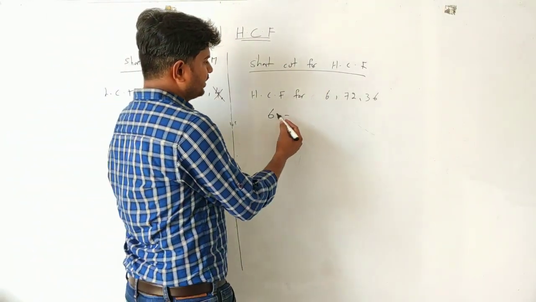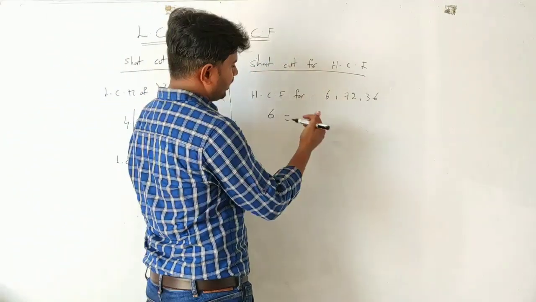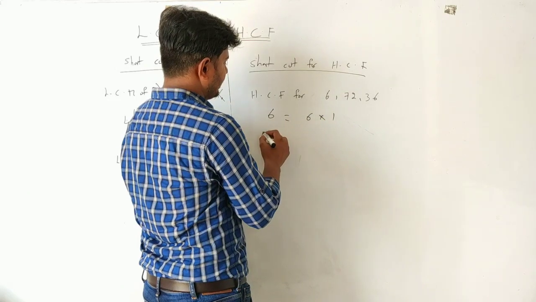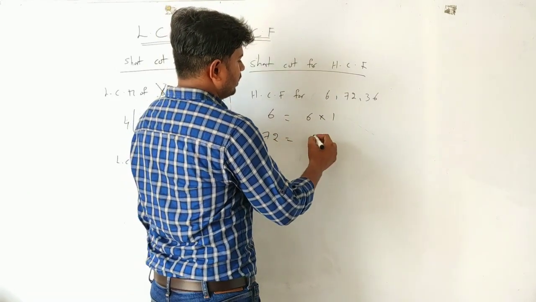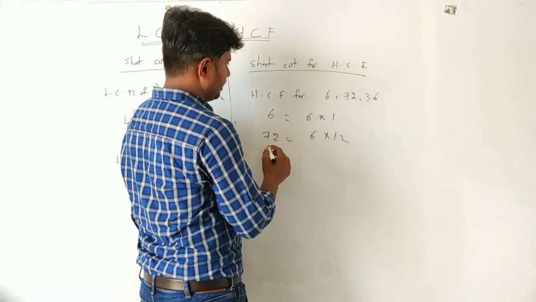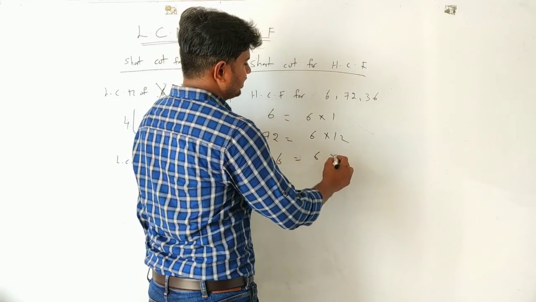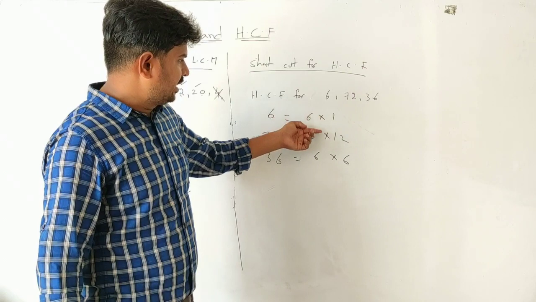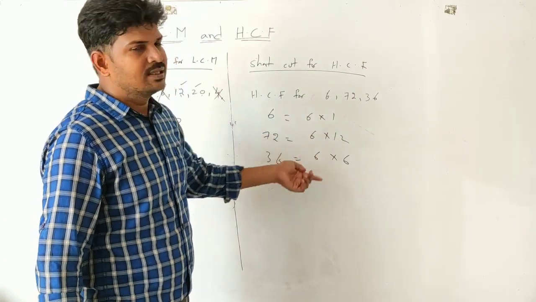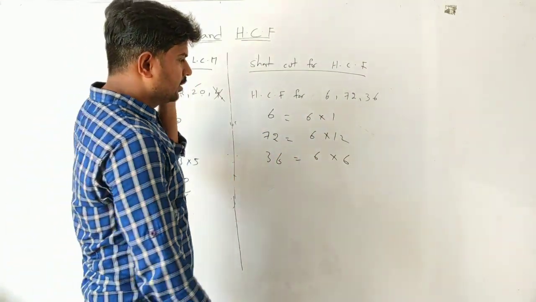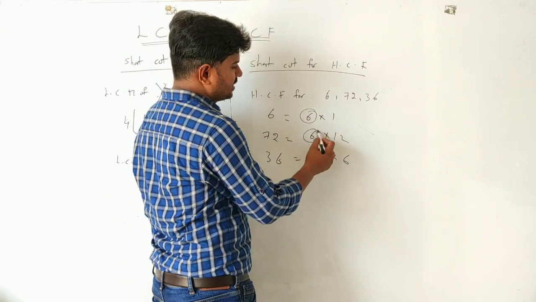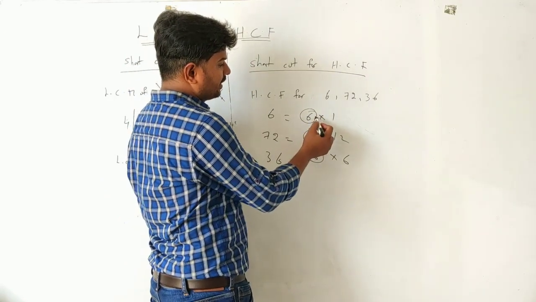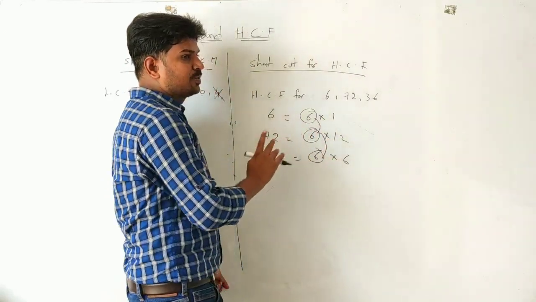So write the 6 table, 6 in terms of factors, that is 6 into 1. And here 72 is nothing but 6 into 12. And 36 can be written as 6 into 6. The concept here is whatever is common for these 3 numbers has to be taken as HCF. So here 6 is common here, 6 is common here, 6 is common. Whatever factor is common for all 3 has to be taken.